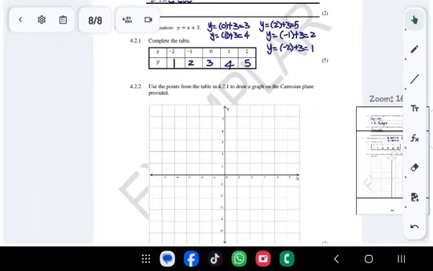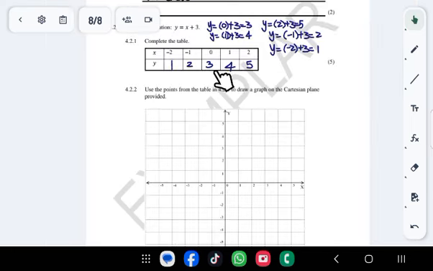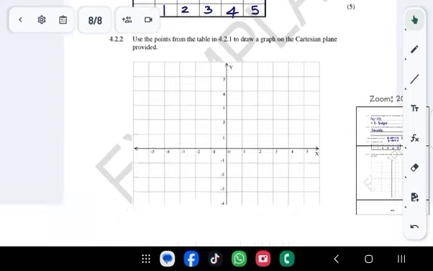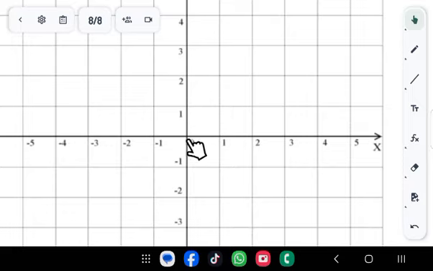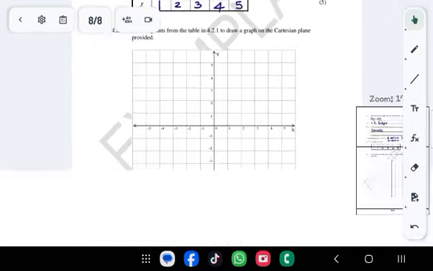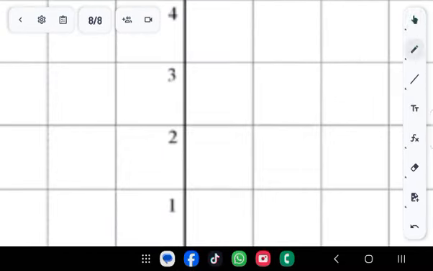Now, use the points from the table in 4.2.1 to draw a graph on the Cartesian plane provided. So what we do is we plot the points first. So the first point we're going to plot is 0, 3, sorry. That is 0, 3. And that's how you plot the point.